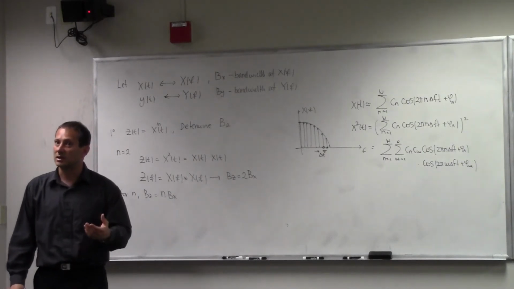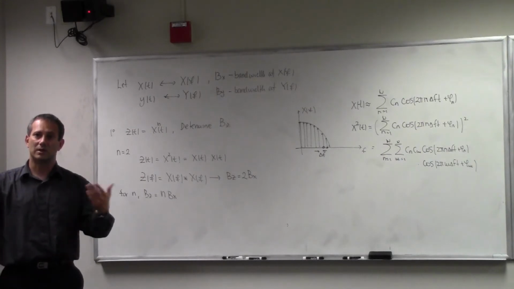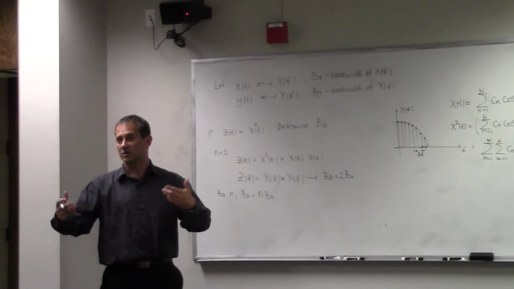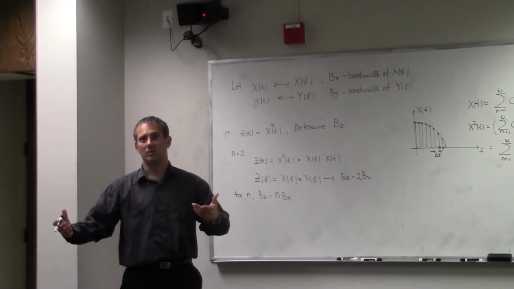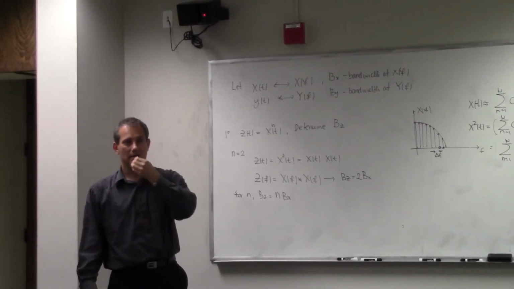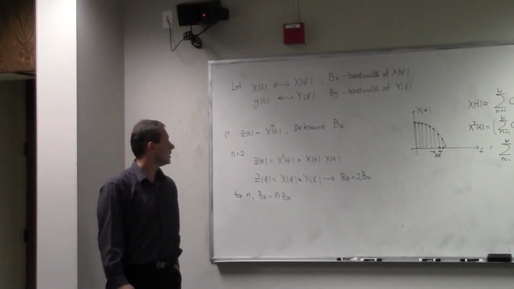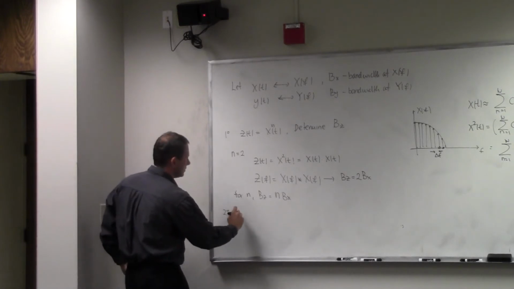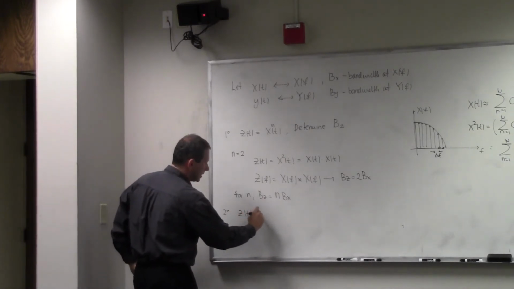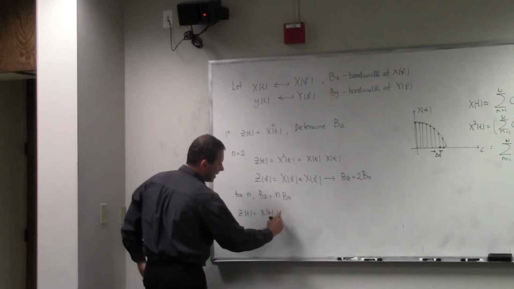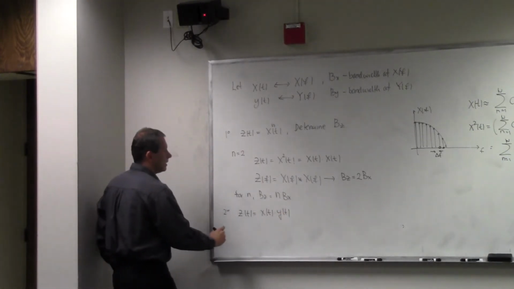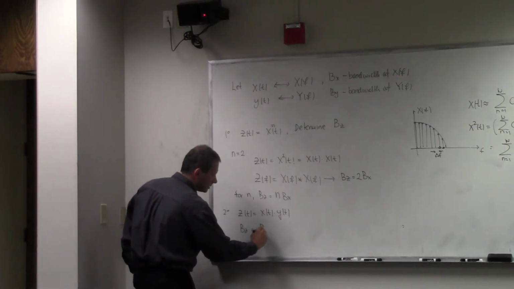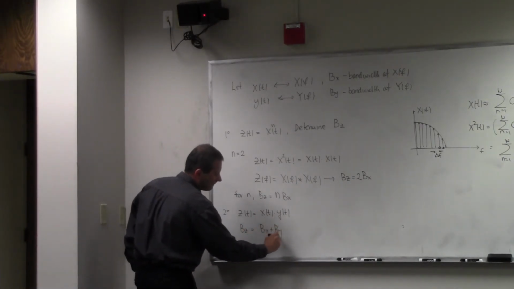So when you square the signal, its bandwidth is 2 times larger than the signal itself. When you cube it, guess what? It's 3 times larger, right? And so on. When you raise it to the power n, it's n times larger. So that's one result. The second result is: if z of t is equal to x of t times y of t, then the bandwidth of z is going to be what? It's going to be bx plus by, right?